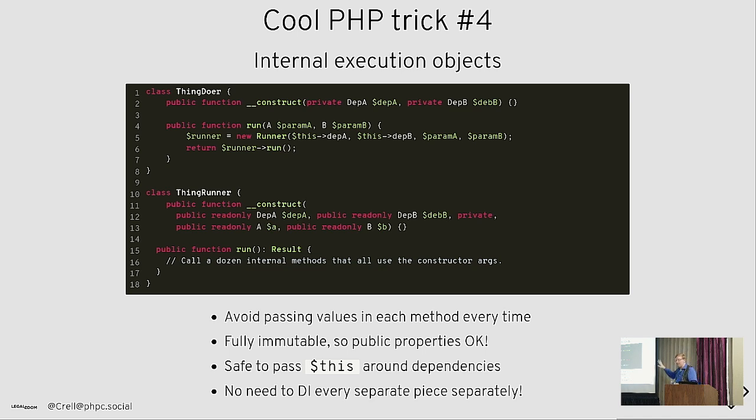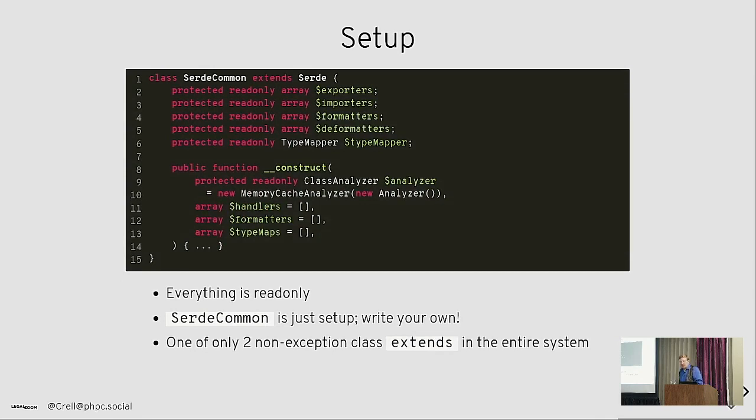And it also means you don't need to do dependency injection on every individual piece. Dep A and dep B can get their dependencies via thing runner. Setup for it, this is Serde itself. You extend Serde common, which is just a common configuration that extends a base class. And you can use Serde common yourself or write your own, or there's one that has no configuration. You can just configure everything directly.